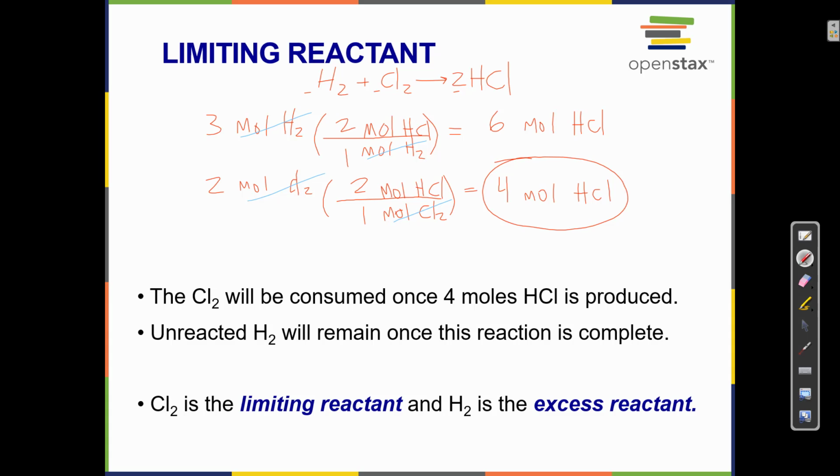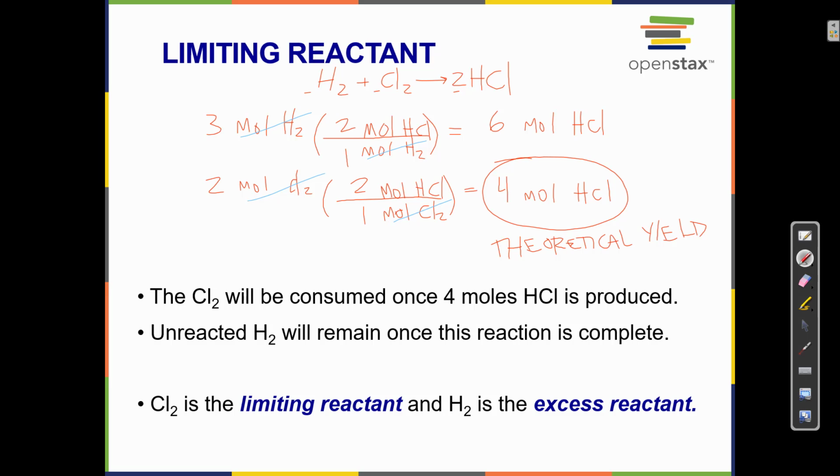4 moles. If I have enough bread to make 4 sandwiches, and I have enough cheese to make 6 sandwiches, how many sandwiches can I make? 4. I can only make 4 sandwiches because then I run out of bread, right? I have enough cheese for 6, but I've already run out of bread. So I can make 4 moles. This is my theoretical yield.